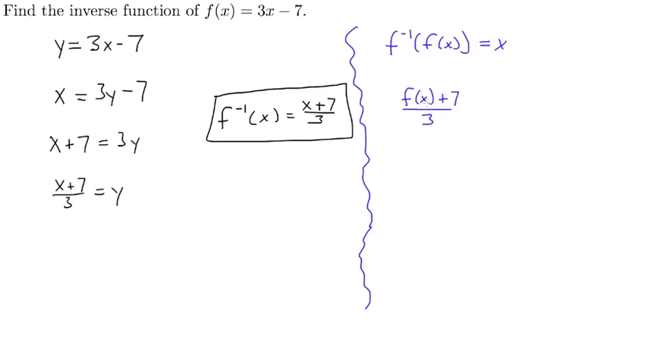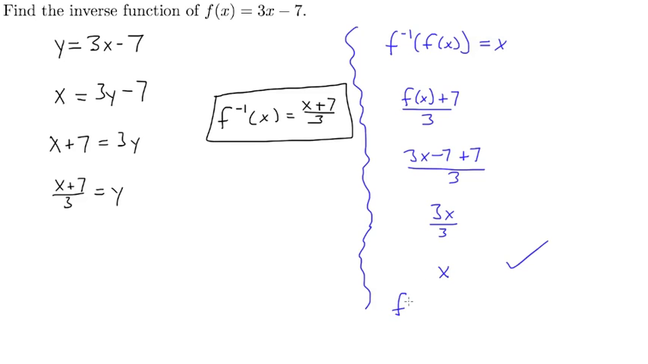But I know what f of x is. It's 3x minus 7. So let me go ahead and write that in. 3x minus 7 plus 7 over 3. Well, negative 7 plus 7, those cancel, so I'm left with 3x over 3. And sure enough, that's just x. So this is true in this case. F inverse of f of x is just x.